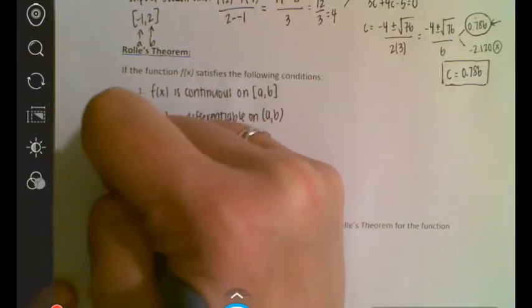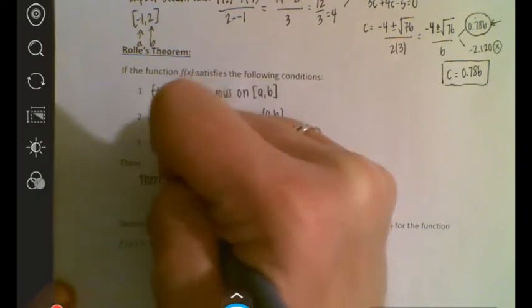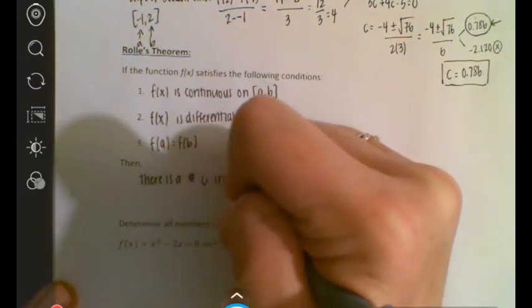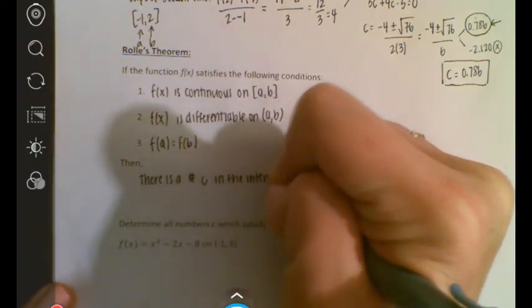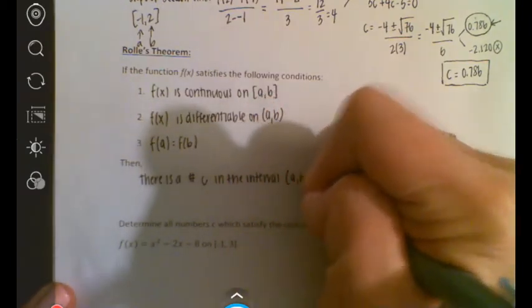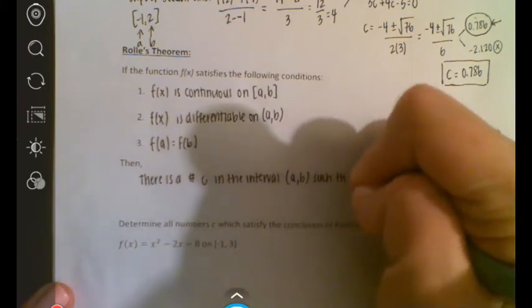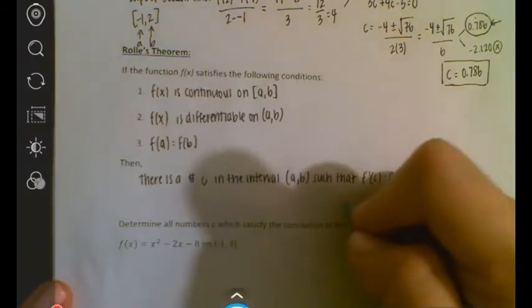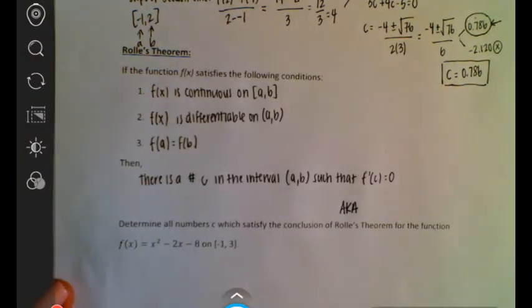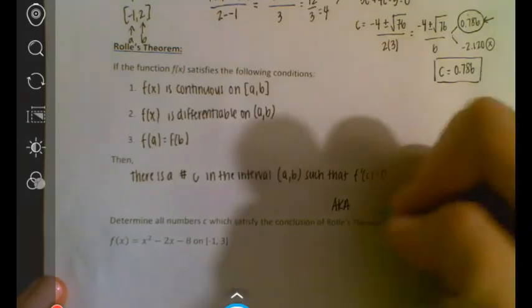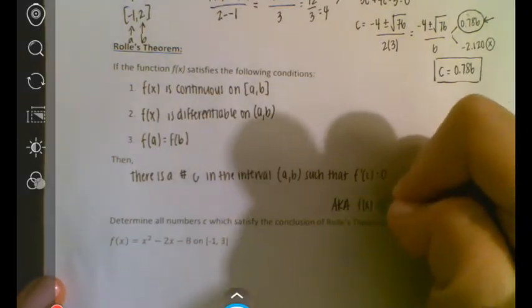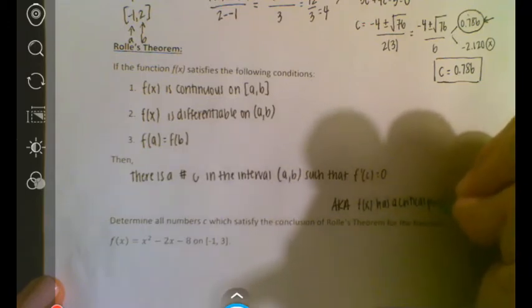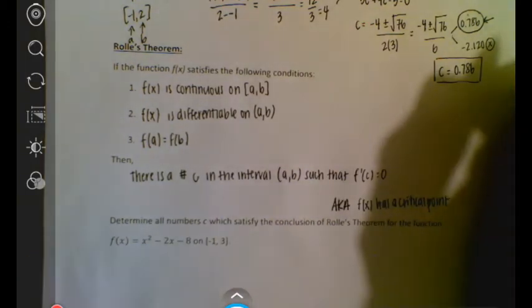And as long as these 3 things are true about the function, that's going to tell us that there is a number, we'll call that c, in the interval from a to b such that f prime of c is equal to 0. What that means, in other words, or AKA, f of x must have a critical point. And we know that a critical point means that there's really a horizontal tangent in the interval.